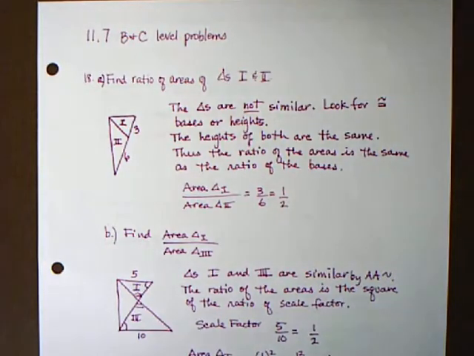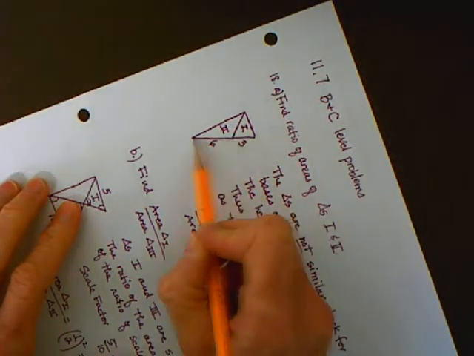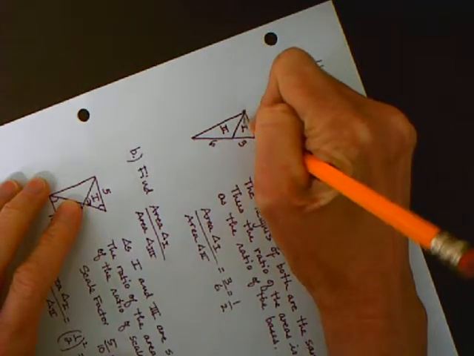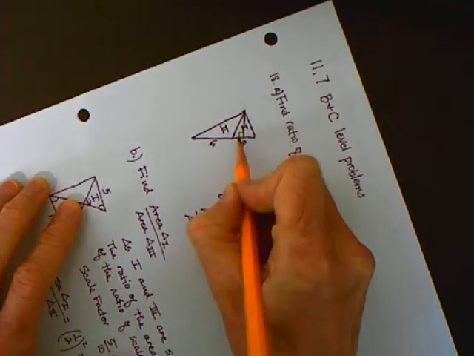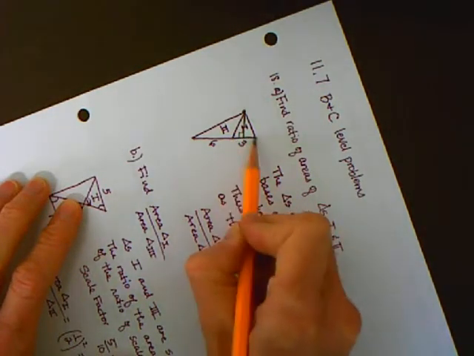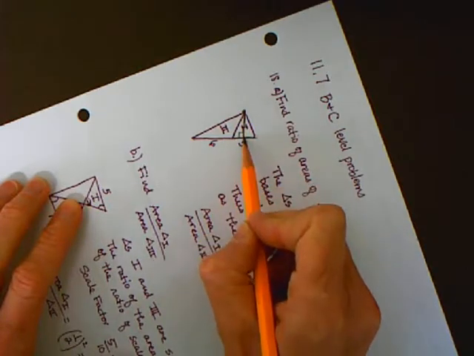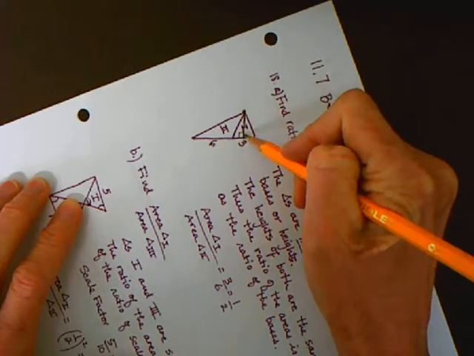No, they're not similar. So if they're not similar, then what you need to do is look for congruent bases or heights. Now I'm going to turn this around just a little bit so we can see this a little bit easier. Now take a look at this. Here's a base, and the height for this base is this pencil mark that I've just drawn in. And here's a base for triangle 1, and the height for this triangle 1 is this same height right here.